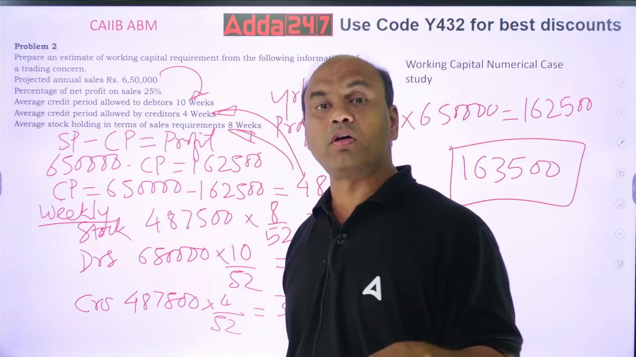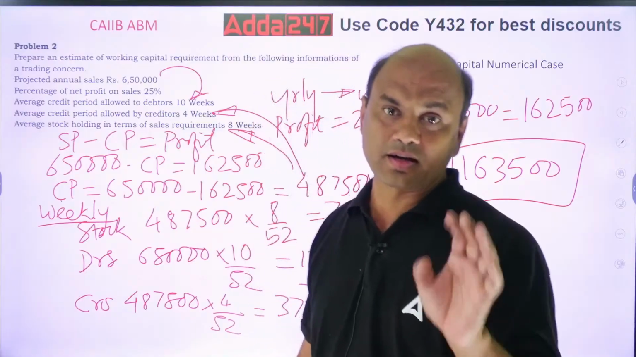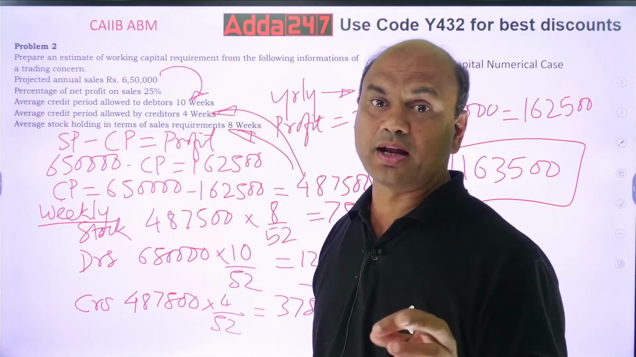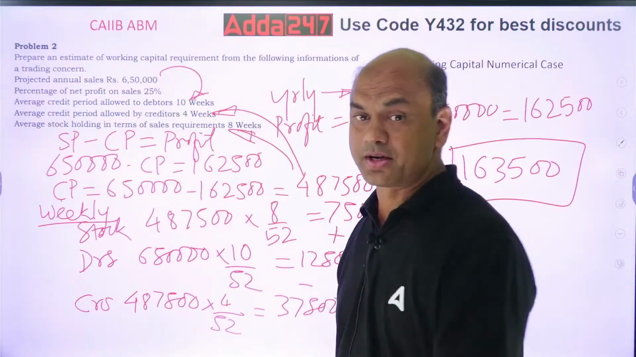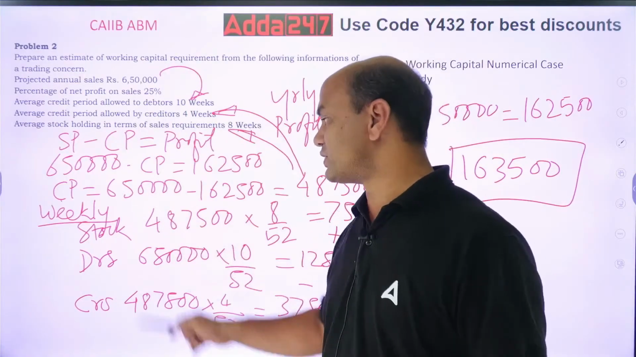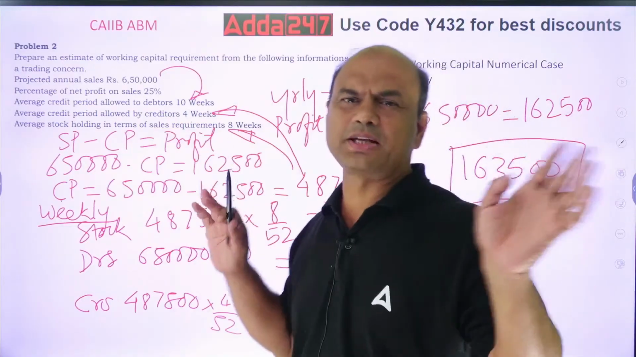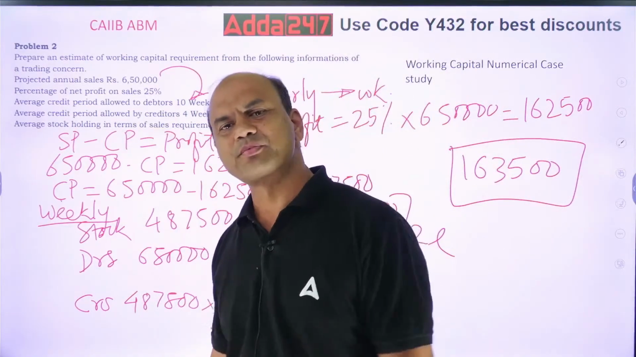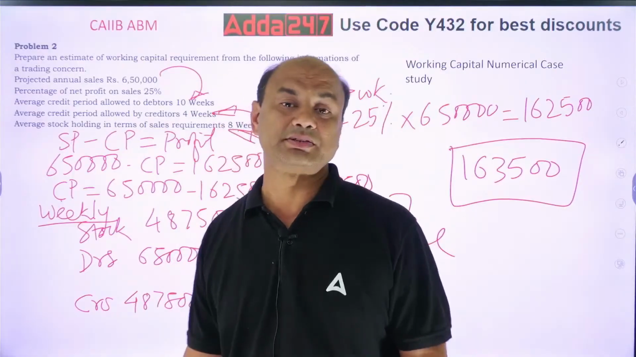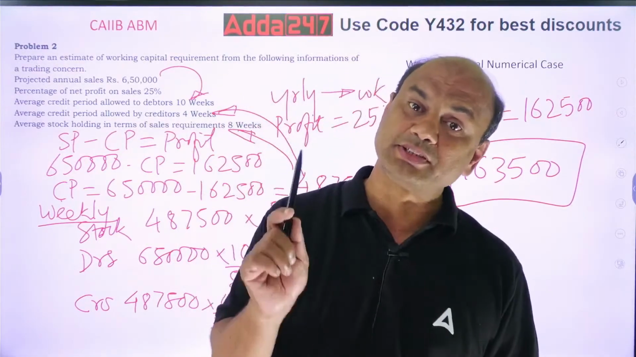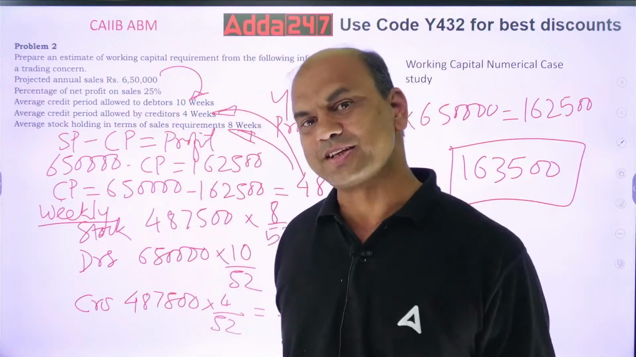Now I have to work on debtors, current asset, this inventory and creditors. These three I have to find out. So let's find out stock, inventory. Inventory is always based on what? Selling price or cost price? You tell me. How will it be based? Will it be based on selling price or will it be based on cost price?